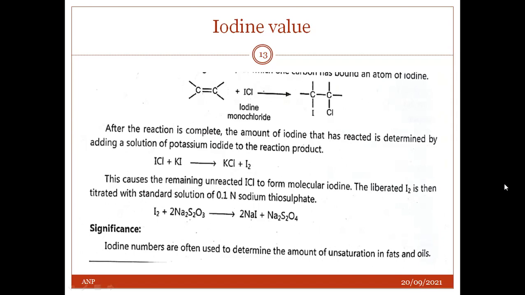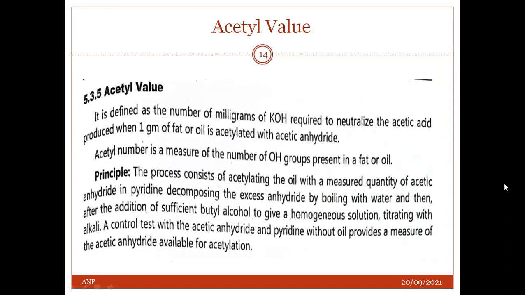After the reaction is complete, the amount of iodine that has reacted is determined by adding a solution of potassium iodide to the reaction product. This causes the remaining unreacted iodine monochloride to form molecular iodine. This liberated iodine is then titrated with standard 0.1 normal sodium thiosulfate. So what is the significance of this? Iodine numbers are often used to determine the amount of unsaturation in fat and oil.